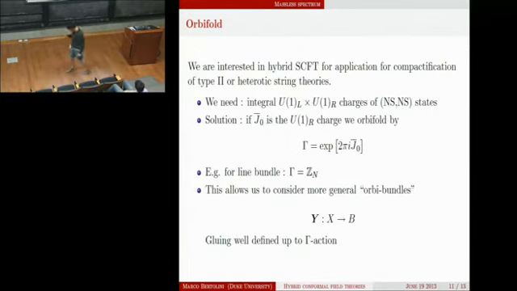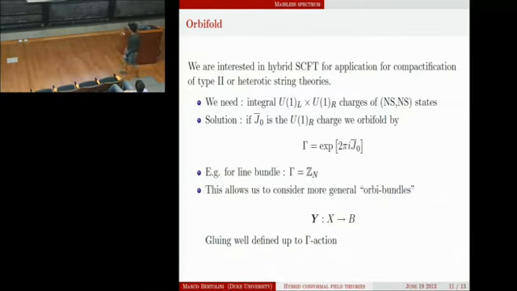As we said before, or many times, we are interested in compactification for string theory, right? So therefore, we need some kind of integrability condition on the charges of the states. And the solution is the same as in Landau-Ginzburg theories. We need to orbifold by this symmetry, where J0 is the U1R charge. And then we need to sum over all twisted sectors.